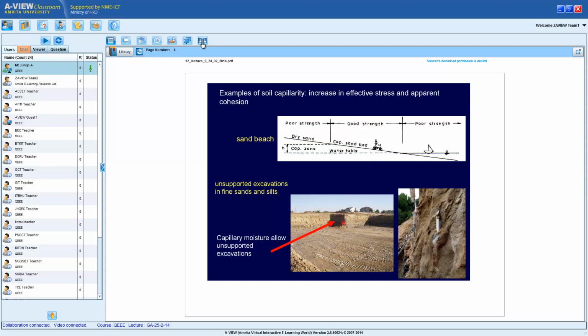There is another example, a good example, where you see that there is some deep excavation. This figure, of course, shows an excavation, probably not more than 2 or 2.5 meters in depth.